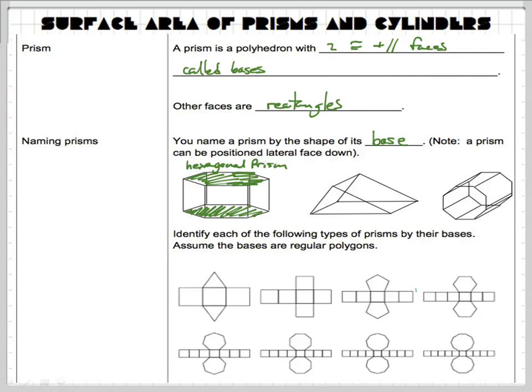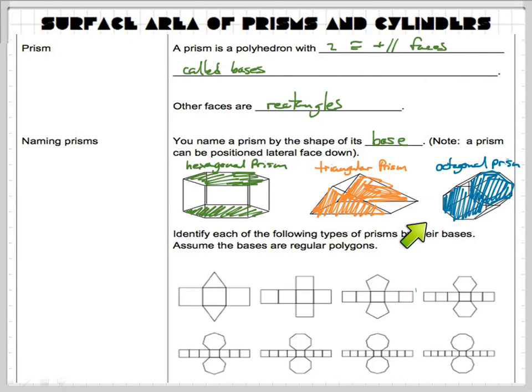For the next two, I want you guys to highlight the bases. The bases aren't always on the top and the bottom. Highlight the bases and then guess the name. This is just a couple of examples here. This is your triangular, your octagonal, hexagonal. But notice that they always have two bases, and those bases are parallel and congruent to each other.